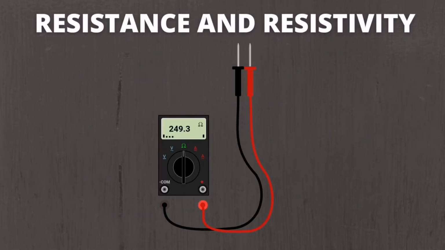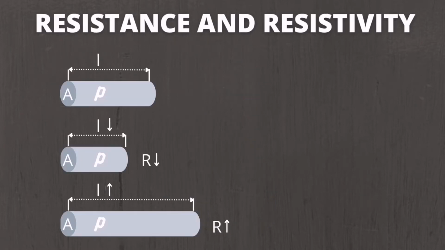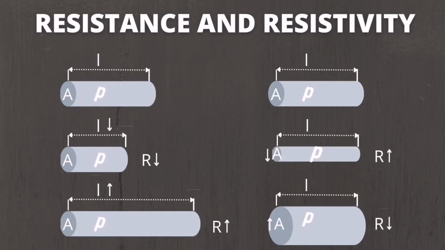To measure the resistance, we have to use an ohmmeter, which is shown in the image. Take note of the first conductor at the top, with a given length and a constant cross-sectional area. If you decrease the length of that conductor, the resistance will also decrease, and if you increase the length, the resistance will increase. It means that the resistance of the conductor is directly proportional to its length, because as the length increases, the resistance also increases, and as the length decreases, the resistance also decreases.